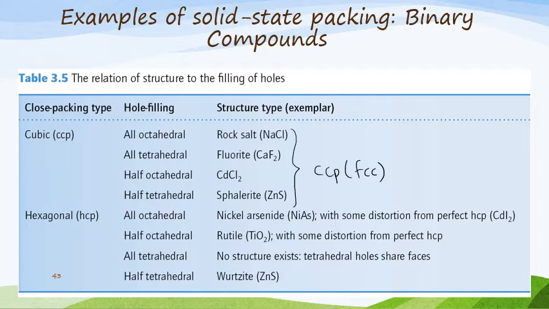Then at the bottom of the table, we have all the hexagonal close packed structures, which are listed there. And you see another example of zinc sulfide. I'm going to show it to you in a later slide, where you have wurtzite. Wurtzite is another crystal structure form of zinc sulfide.